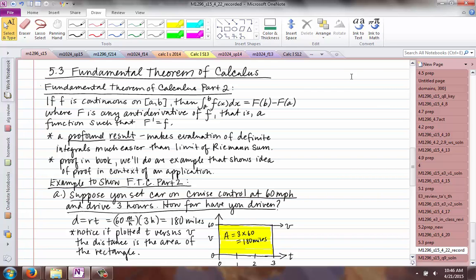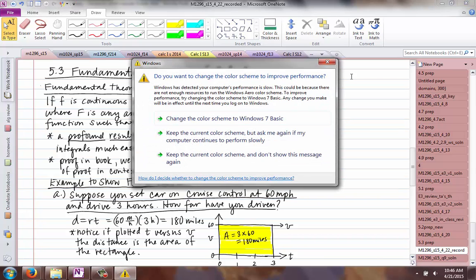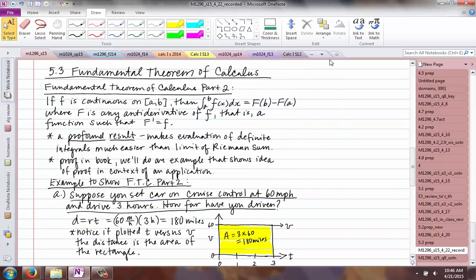So if we think about this a little bit, this is actually a really profound result. We don't have to use 5.2 anymore to evaluate most integrals. So we can just find the antiderivative, big F, evaluate it at b, then evaluate it at a, and then take F of b minus F of a. So this gives us a shortcut to doing the problem with the limit of the Riemann sum for an integral.